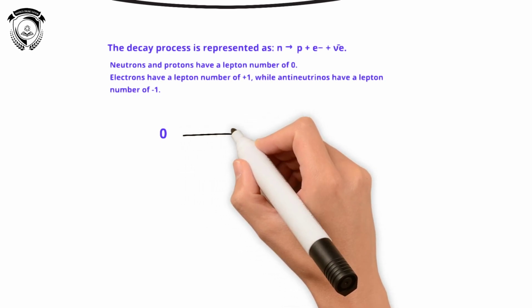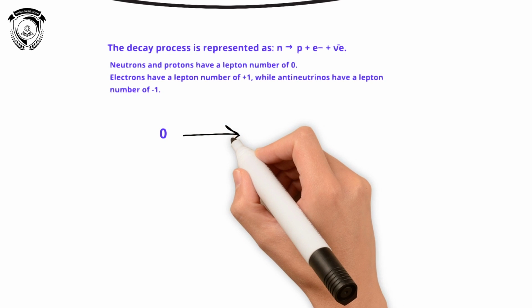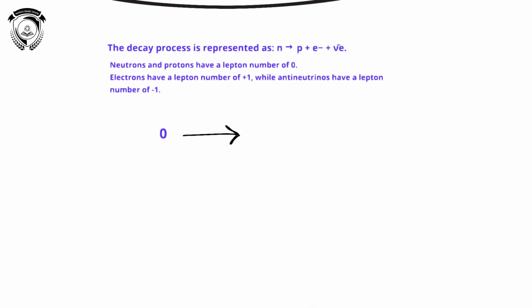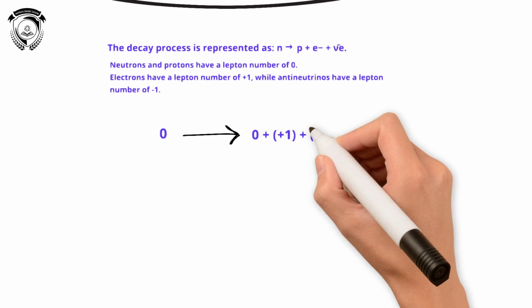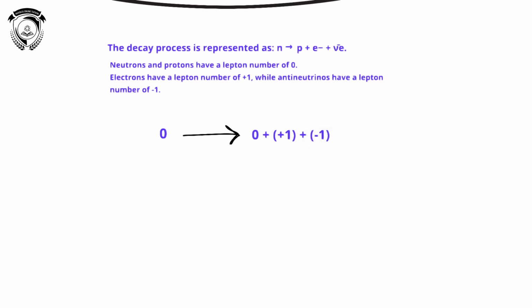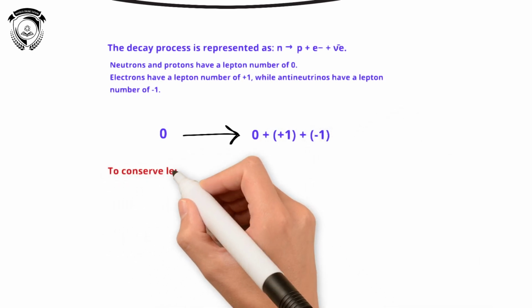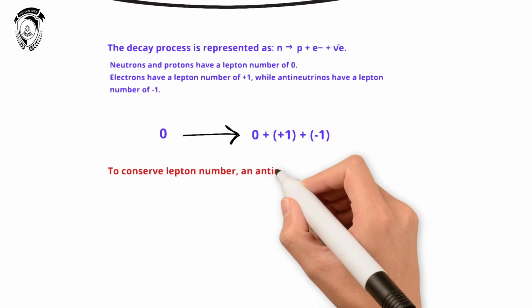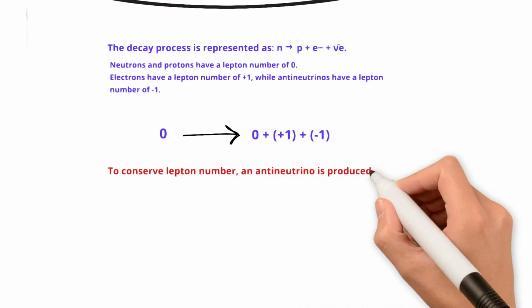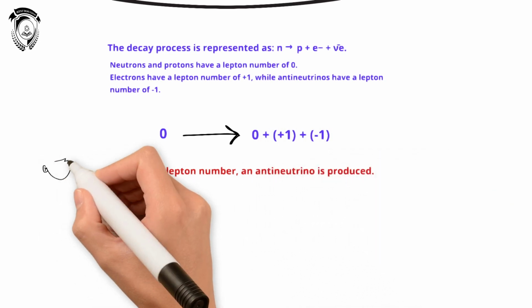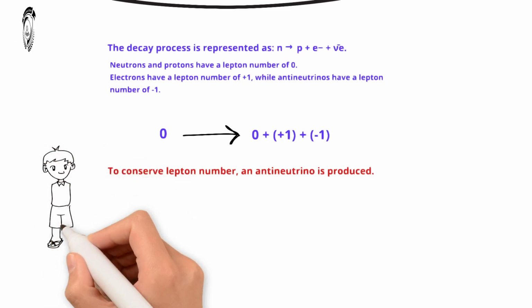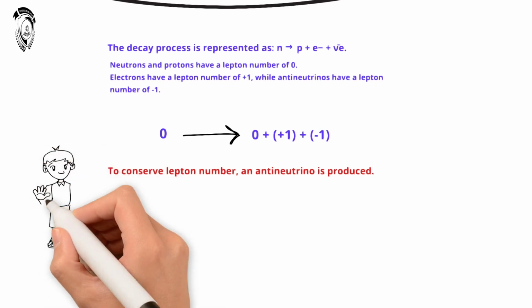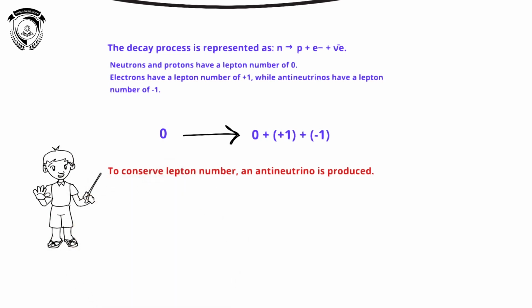So neutron has lepton number 0, and it's decaying to a proton, which is again 0, and an electron, which has a lepton number of +1, and an antineutrino, which has a lepton number of -1. If I balance out the lepton numbers on both sides of this equation, I can see that the leptons are definitely conserved. Therefore, I can conclude that yes, an antineutrino is produced during this reaction.